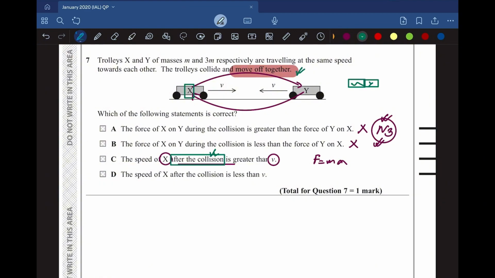So as the mass has increased, their acceleration will decrease because they are inversely proportional. And as the acceleration has decreased, the speed will decrease as well. So basically after the collision, it will have lesser speed than v, and v was our initial velocity. So our correct answer will be this one, the answer D. Hopefully you guys have understood it completely.